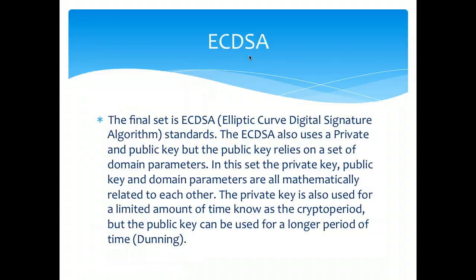An elliptic curve DSA is basically defined by a final set. It uses a private and public key as well. It relies on a set of domain parameters. And this set, a private key, public key, and domain parameters are all mathematically related to each other.